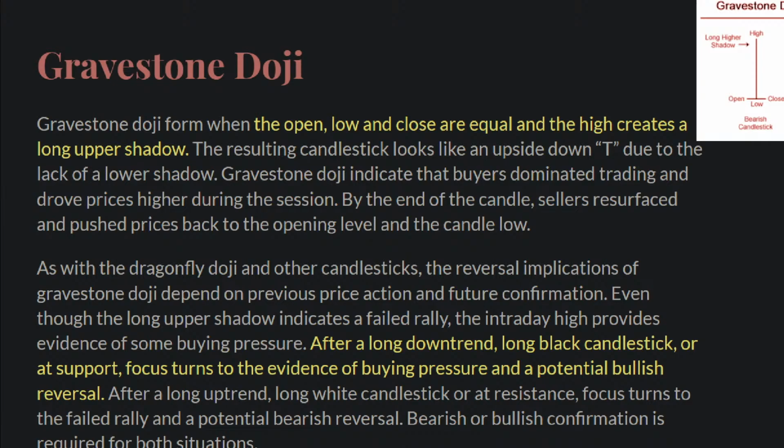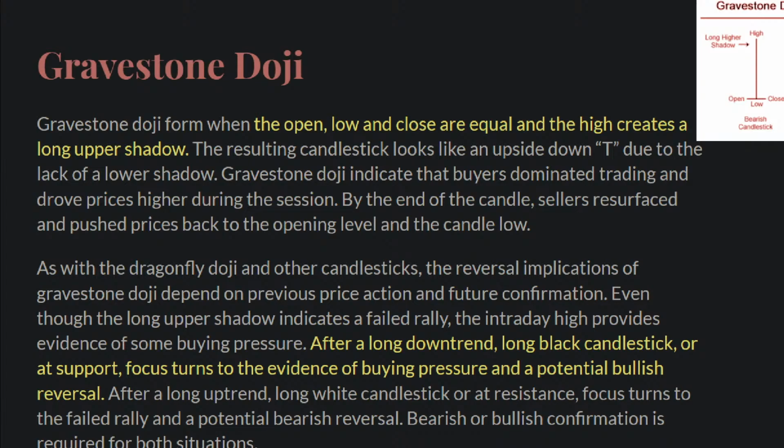As with Dragonfly Doji and other candlesticks, the reversal implications of a gravestone doji depend on previous price action and future confirmation. So, is it coming from an uptrend? Like, if this pattern is at a low, do we think it's going to go lower? Most cases, it's not. It's not a reversal pattern to the upside. Like, it's not a continuation pattern either. Like, we want to see this pattern occur at the end of an uptrend to reverse it back down, and that is when it can be most effective.